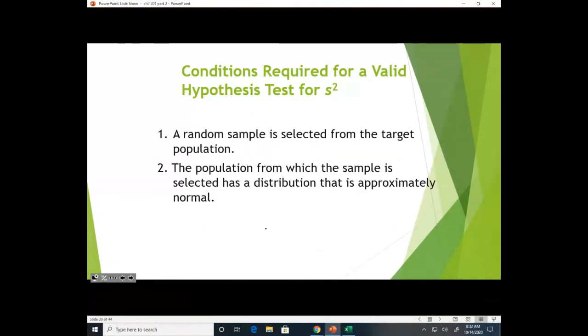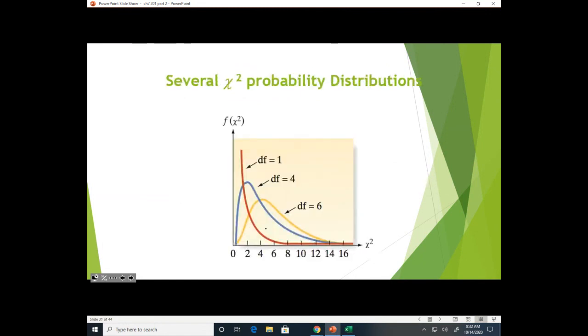So to run a test on a variance, we need a random sample selected from the target population, and the population from which the sample is selected has a distribution that is approximately normal. Okay, so the chi-square distribution changes based on the degrees of freedom. It's this kind of lopsided curve. With 1 degree of freedom, it actually looks exponential. But as we increase the degrees of freedom, it starts to flatten out, and the tails change their shape.